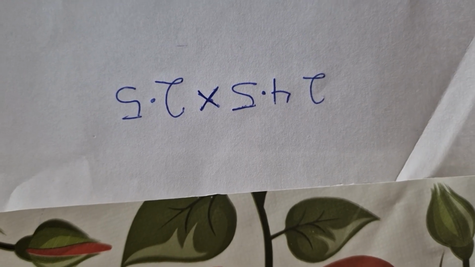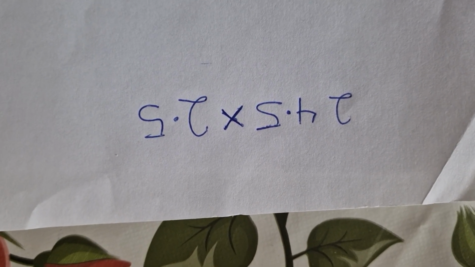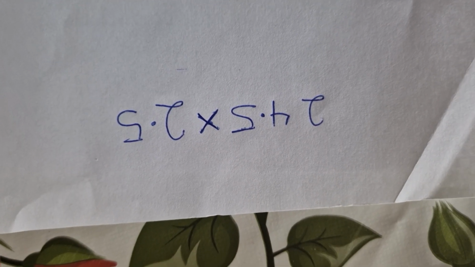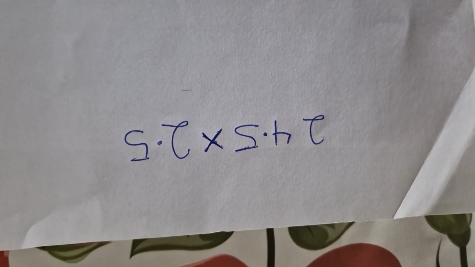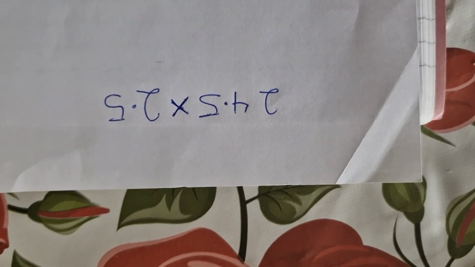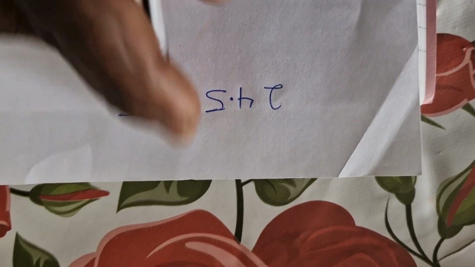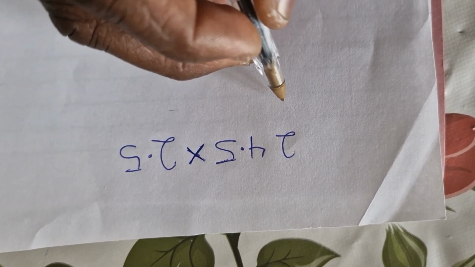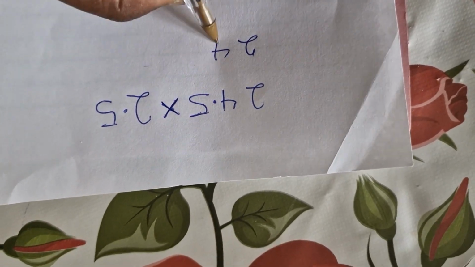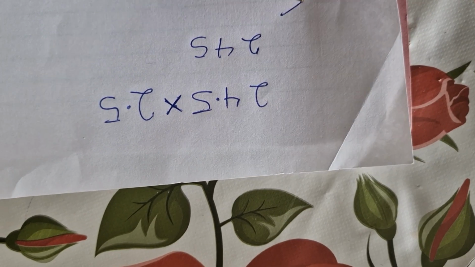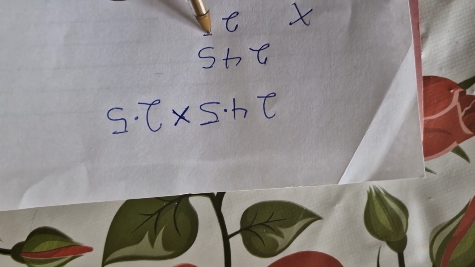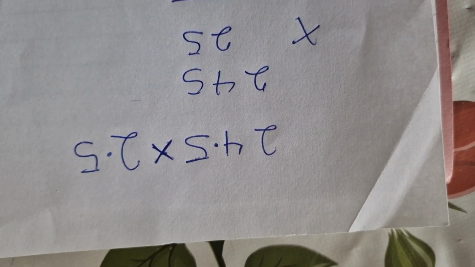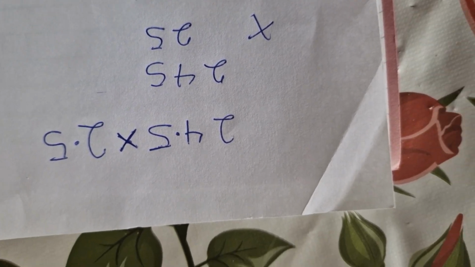So instead of 24.5 times 2.5, we are going to change it into 245 times 25. Just ignore those decimals. Okay, just ignore them. Let's solve it.